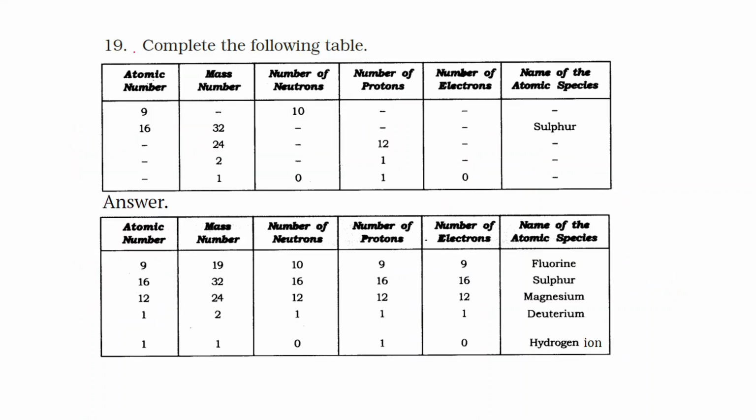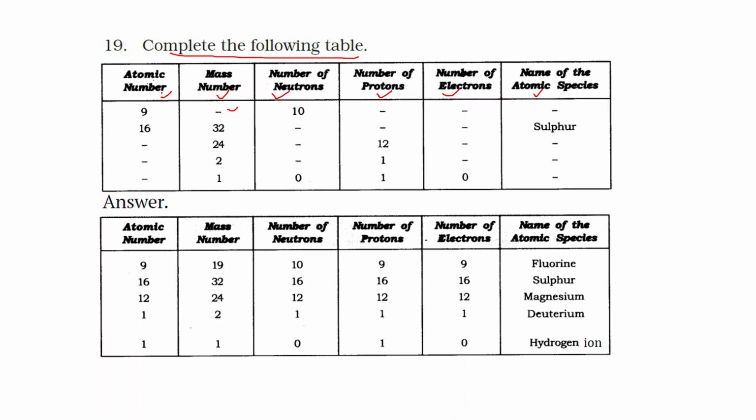Now, this is the last question of this chapter. Complete the following table. First, try to understand this table. What are the things given? Atomic number, mass number, number of neutrons, number of protons, number of electrons, and name of the atomic species. In some places values are given and in some places a dash is given. We have to find out what will come in place of this dash.